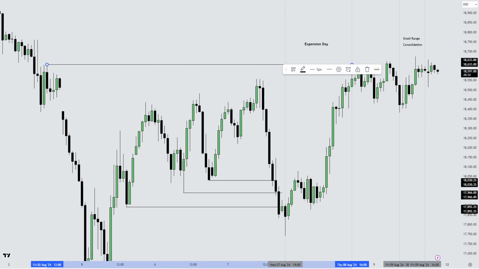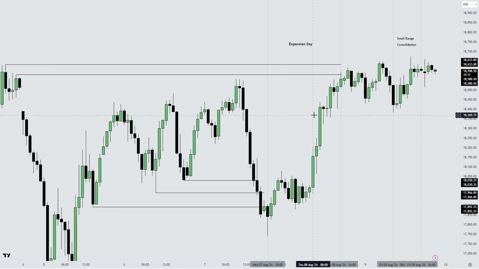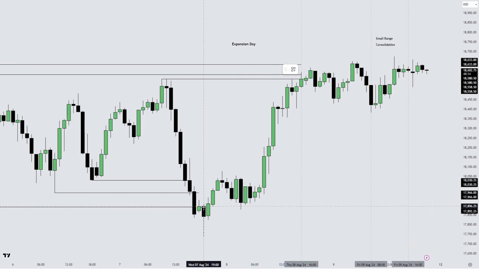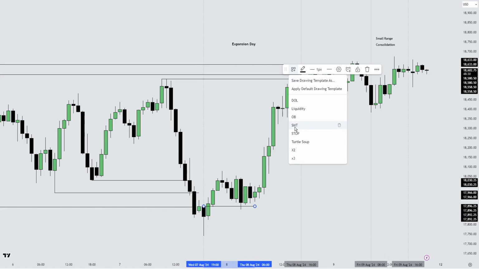Now you may be thinking, what does this have to do with the current market condition? But it absolutely does have significance, and it weighs into whether price is going to be in an expansion day or in a consolidation day. When price runs out this liquidity and fails to displace beyond it, and then we get a close over this down candle right here, that's a change in the state of delivery.